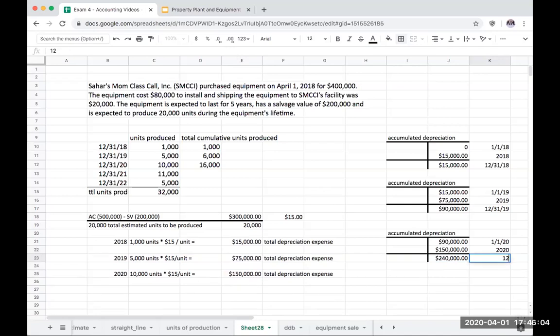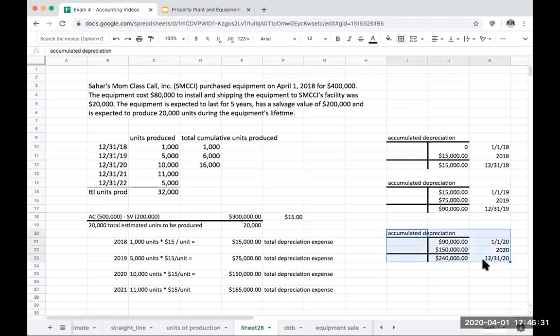So my ending balance right now as of 12/31/20 is 240,000. So what if I just did this? If in 2021, I took 11,000 units times $15 per unit, I would get 11,000 times 15, or 165,000 in total depreciation expense.